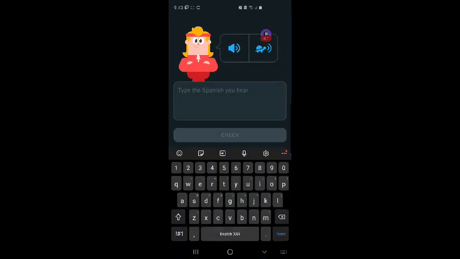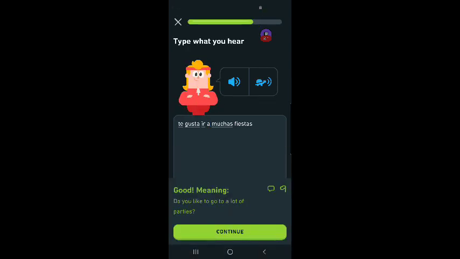¿Te gusta ir a muchas fiestas? ¿Te gusta? ¿Te gusta ir a muchas fiestas? En las muchas fiestas. ¿Te gusta ir a muchas fiestas? You like to go to a lot of parties.